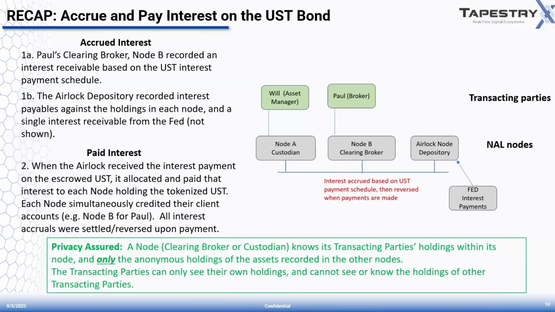A node, clearing broker or custodian, knows its transacting party's holdings within its node and only sees the anonymous holdings passing between the other assets recorded in other nodes. And the transacting parties can only see their own holdings and cannot see or know the holdings of other transacting parties. So just in the same way, the operations sees many of the transactions and cannot share or disclose confidentiality, and the transaction parties have permission to see only their data.